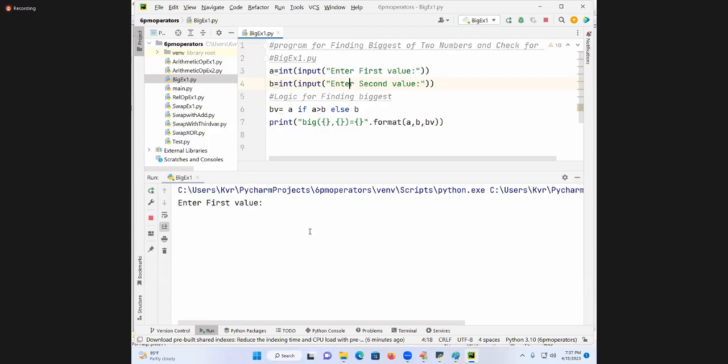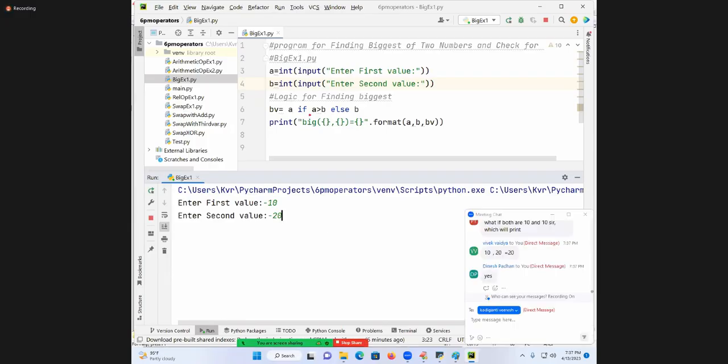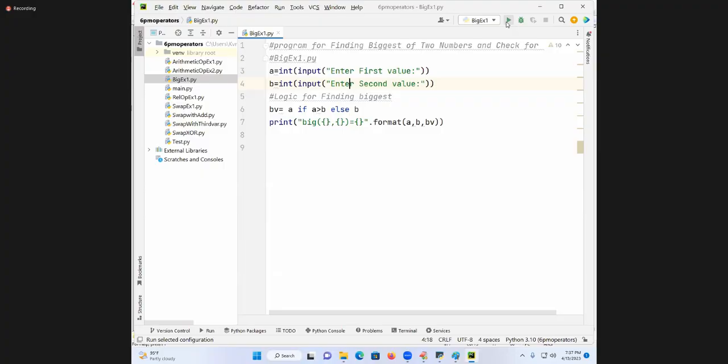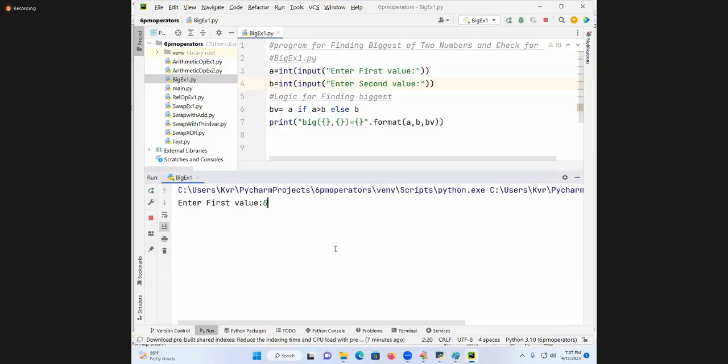Let me run this one. What is that? Minus 10 and minus 20. Start. Condition: minus 10 greater than minus 20. True. What is the true part? Expression 1. A value is assigned to what? So what is the answer printed? Big of minus 10 comma minus 20 is equal to what? Right. Up to here, happy.